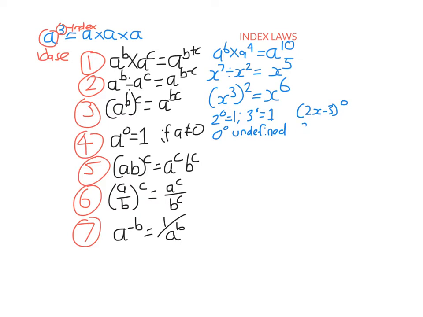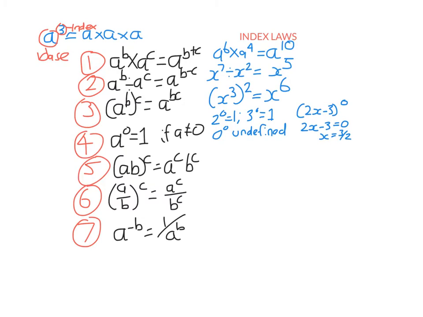But if 2x minus 3 were to equal 0, we can add 3 to both sides and divide by 2. That would mean x is 3 over 2. So if x was equal to 3 over 2, this would be undefined because it would be 0 to the power of 0. So make sure you understand 0 to the power of 0 is undefined. Anything else to the power of 0 is 1.